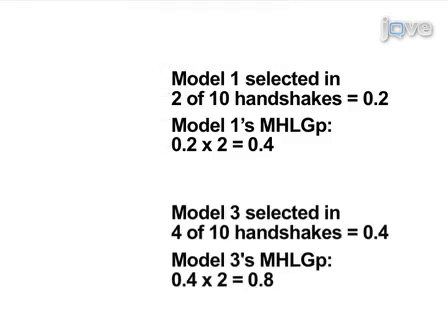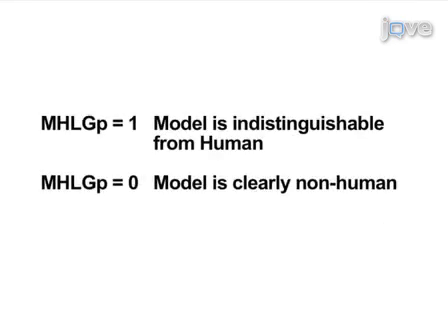If Model 3 was selected as more human-like in 4 out of the 10 trials, then its proportion would be 0.4 and its model human likeness grade would be 0.8. If a model is indistinguishable from a human, its calculated proportion would be 0.5 and the model human likeness grade would be a 1. If a model is clearly non-human-like, its model human likeness grade would be 0. The MHLG is capped at 1.